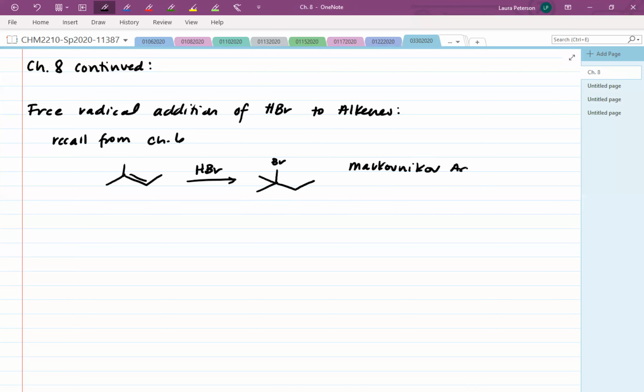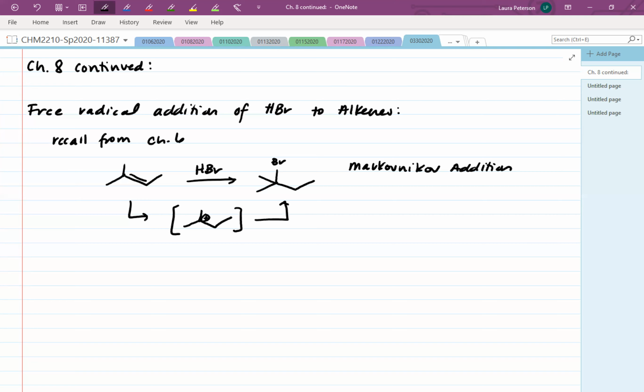Why was this Markovnikov addition? What intermediate did we go through that dictated the regioselectivity of this reaction? Remember that we would go through a carbocation, and it was the stability of that carbocation that was generated that dictated the outcome of the reaction to form the major product.